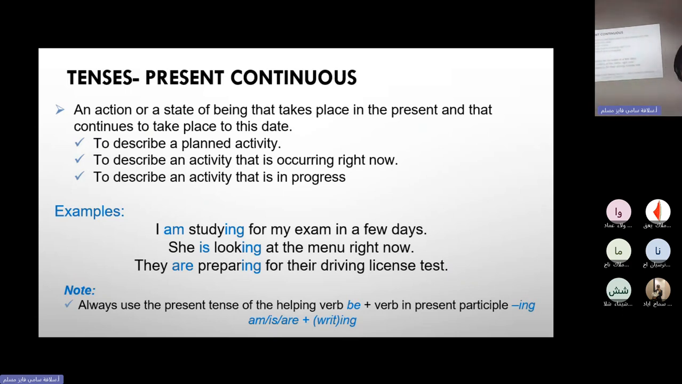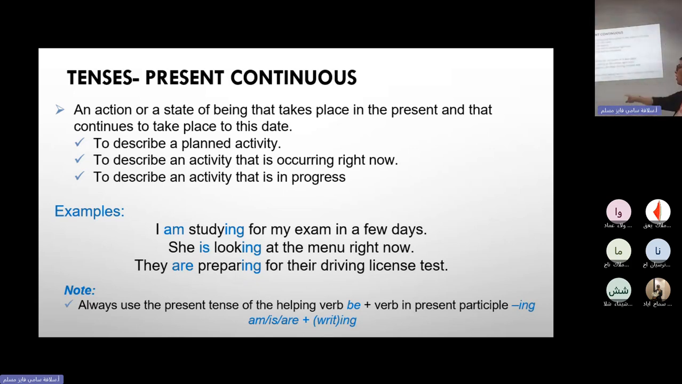واحدة منكم ملاك يعقوب. Can you repeat that? Okay, I'm studying for my exam in a few days. I am studying to describe a planned activity. اللي بعدها. She is looking at the menu right now. To describe an activity that is occurring right now. They are preparing for their driving license test. To describe an action that is in progress. هلا they are preparing for their test.